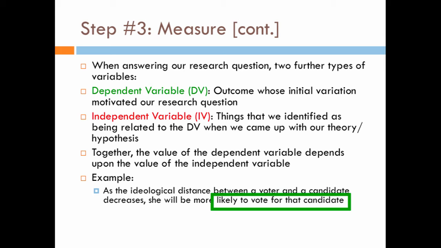So that, the likelihood of voting for a candidate, is our dependent variable. And we're hypothesizing that this depends on how ideologically proximate the voter is from the candidate. So ideological distance is our independent variable. If we increase or decrease that distance, then we expect that the likelihood of voting for a particular candidate will increase or decrease accordingly.